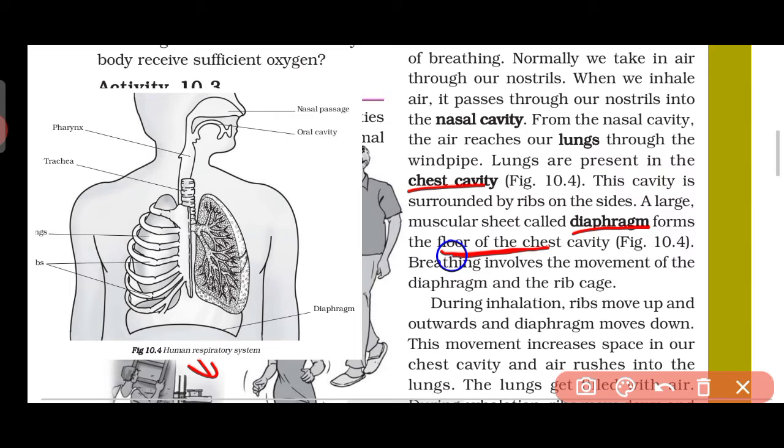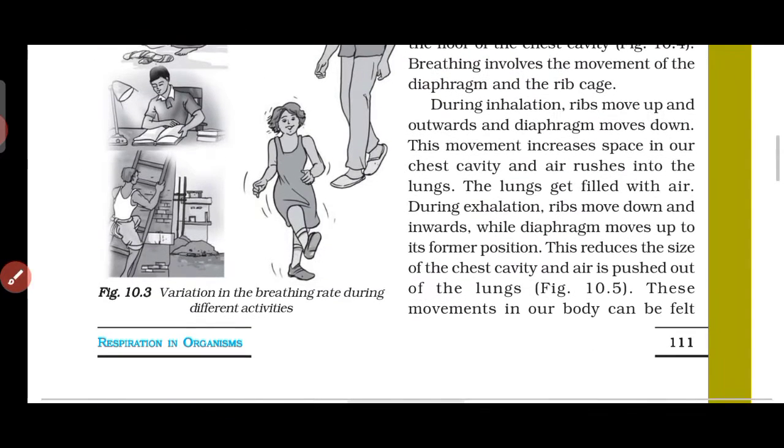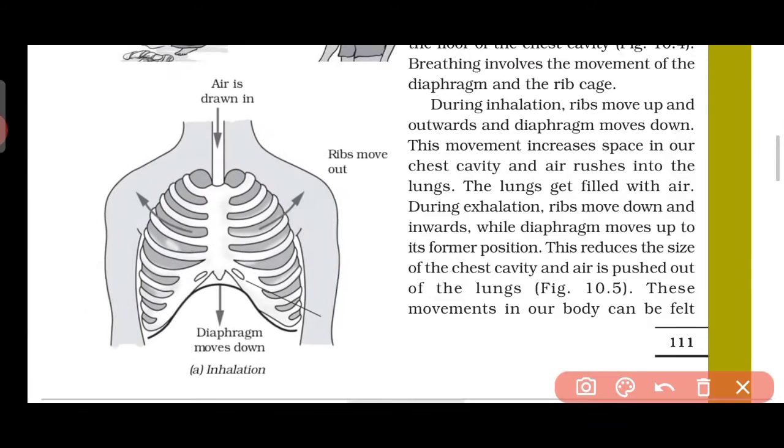Breathing involves the movement of the diaphragm and rib cage. So whenever we breathe, the diaphragm and rib cage will move. Now how will they move? Let us see. During inhalation, whenever we breathe in, we are taking in some air, so the volume inside the chest cavity should of course increase. Air has some volume, so our chest should expand.